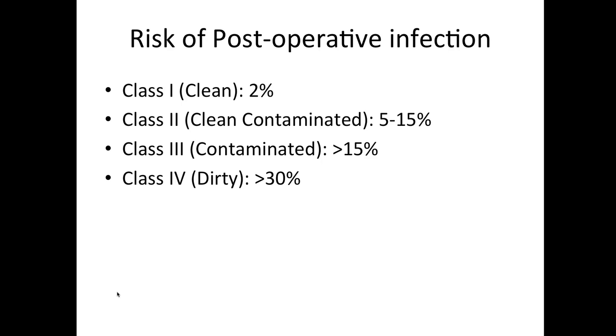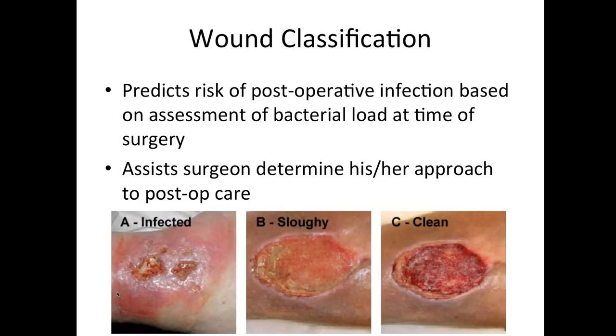So let's go through and talk about what terms we can use in order to take a wound and classify it into these 4 categories. To do our wound classification, we want to use it to predict the risk of post-operative infection based on the assessment of the bacterial load at the time of surgery, meaning as the surgery is going on, you are looking for things like if the aseptic technique was interfered with at all. And we'll look at some other factors as well. It also is going to assist the surgeon in determining what their approach would be to post-operative care. Maybe they'll decide to either dress or undress the wound and so forth.